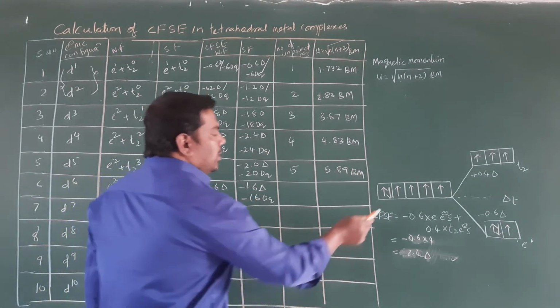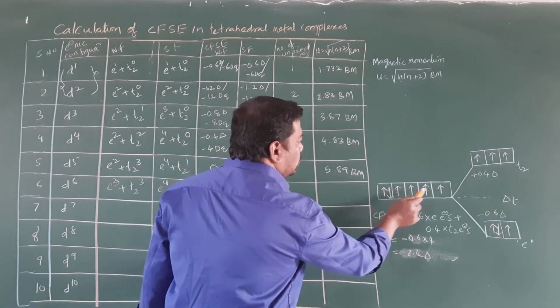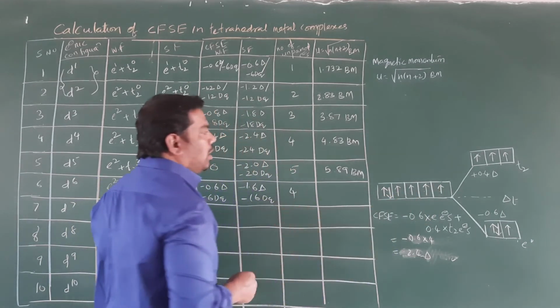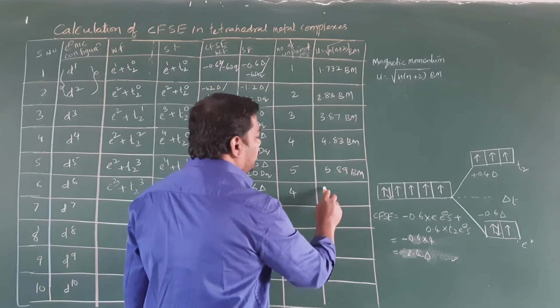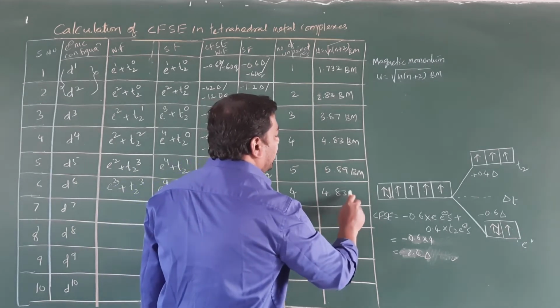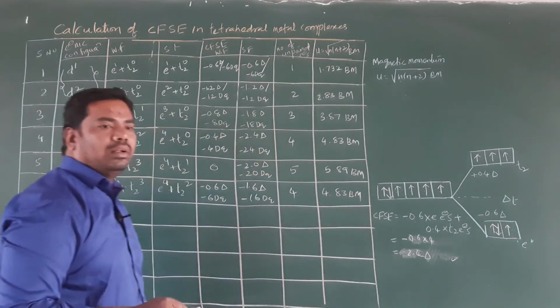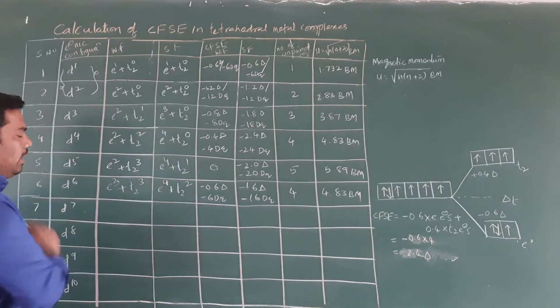Okay, so here the number of unpaired electrons are 1, 2, 3, 4 only. So therefore the number of unpaired electrons is 4, and the value is equal to 4.83 Bohr magneton. Clear? Right. So next, for D7 configuration.